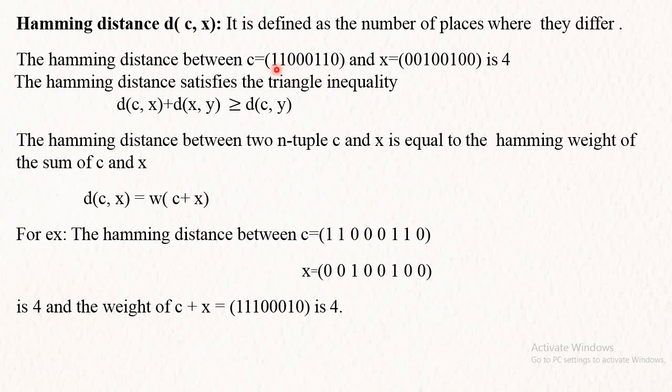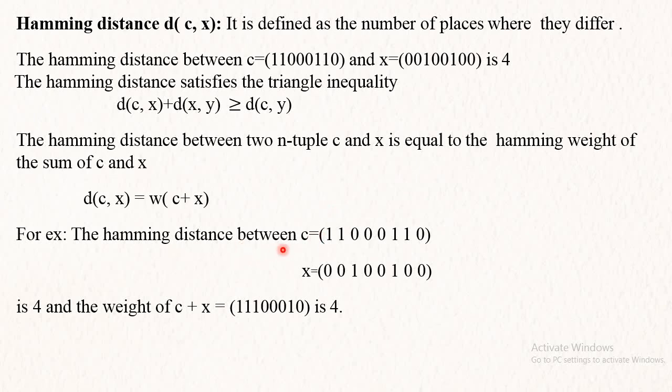In this case the first value is 1, and in the second the value is 0, which means there is a difference. The second one is 1, the third one is 0, again there is a difference. Here the third one is 0, and here the third one is 1. Likewise we compare and find the positions where they are different, and we take their addition, and that gives you the Hamming distance. So here we have taken one example.